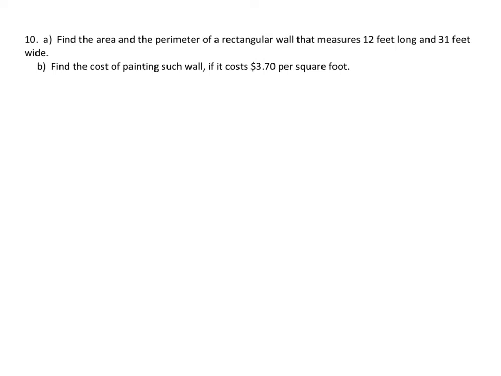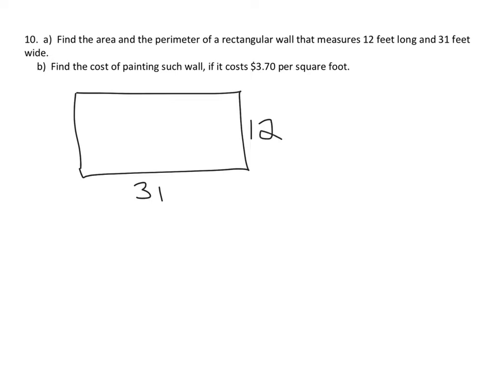In problem 10, it says find the area and the perimeter of a rectangular wall that measures 12 feet long and 13 feet wide. Okay, usually I feel like a wall, you would think of it as a height, not a length and a width, but okay. So let's make it 31 here and 12 here. That kind of makes more sense. And these are in feet.